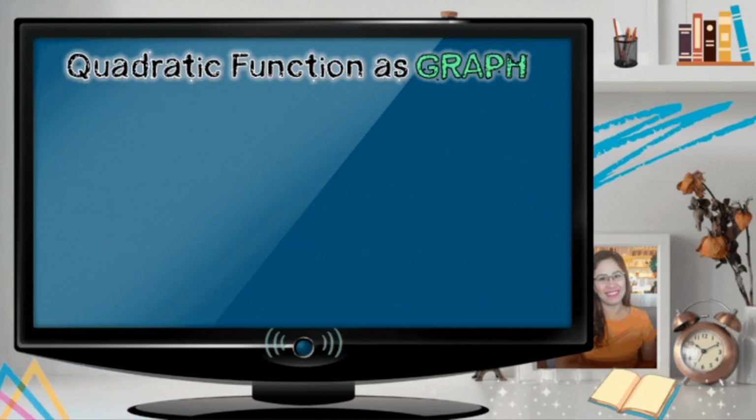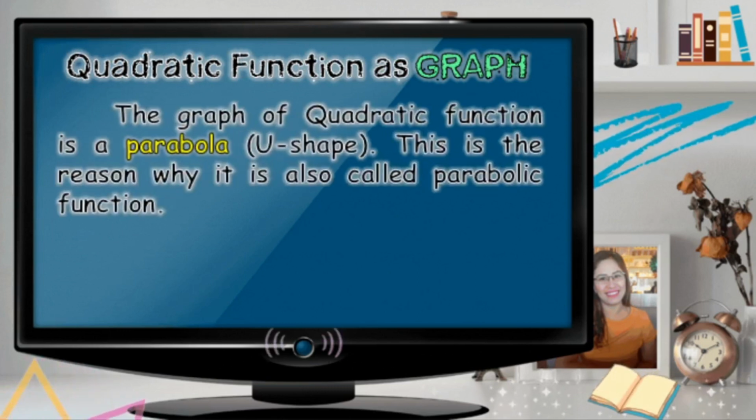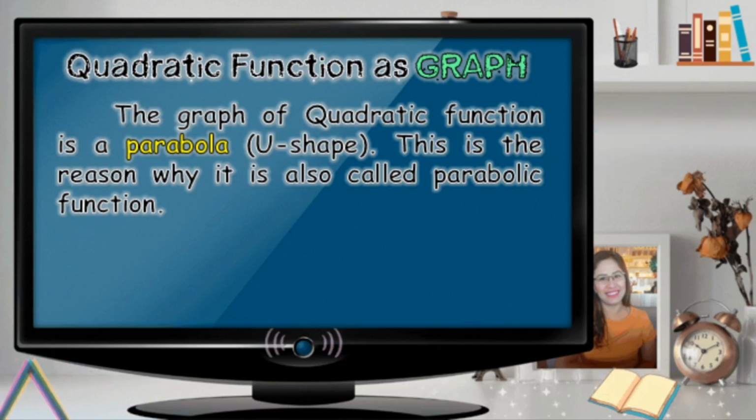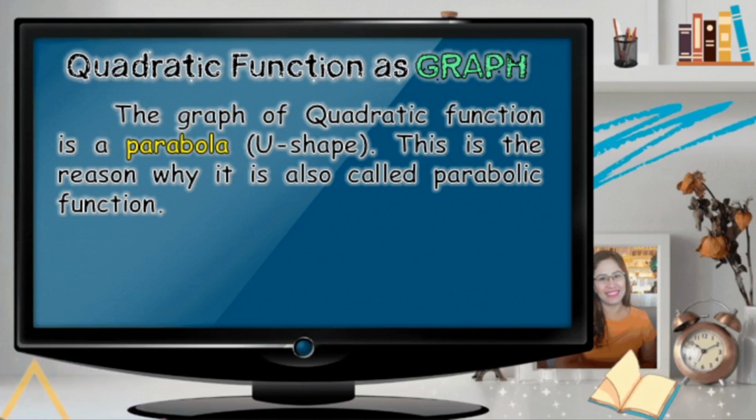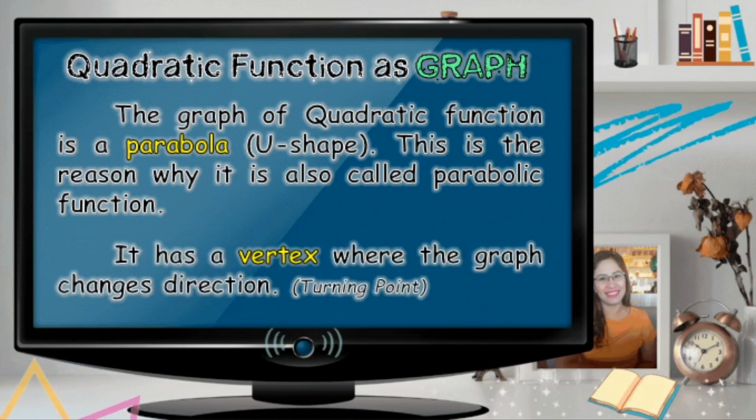Quadratic function as a graph. The graph of quadratic function is a parabola, or what we call the U-shape. This is the reason why it is also called parabolic function. It has a vertex wherein the graph changes direction, or the vertex is the turning point of the graph.